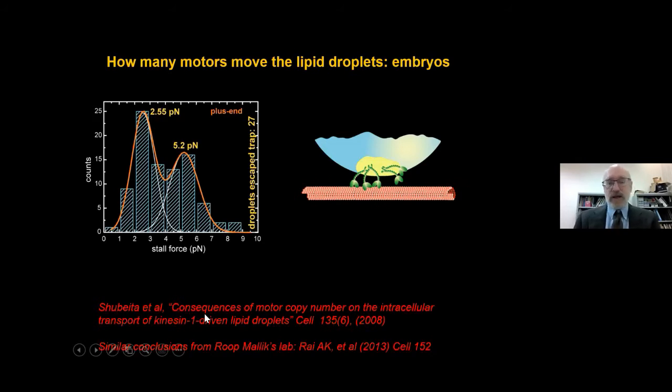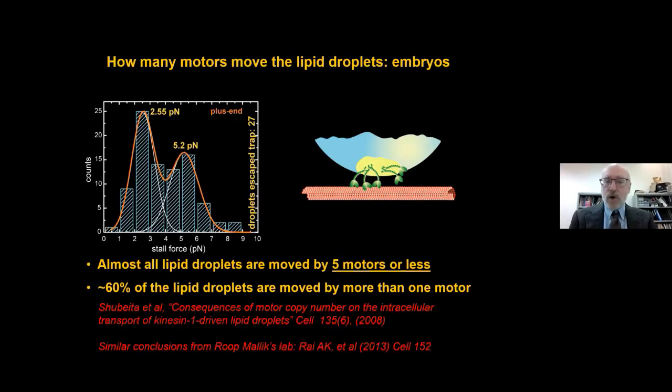In this particular case, it looks like the single motor stalling force was 2.5 piconewtons. There are multiple motors moving the lipid droplets, and almost all the lipid droplets were moved by 5 motors or less, and 60% of them were moved by more than 1 motor. And relatively similar conclusions were found by Roop looking at a different class of cargo a little bit later when he had his own lab.